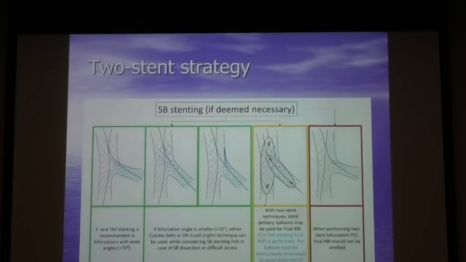إيش مش لازم نسوي؟ When performing two stent bifurcational PCI, final kissing balloon inflation should not be omitted. دائما. لما انك تحوي two stent strategies, you should always end up with kissing balloon. يعني اللي ما بسويش kissing balloon after two stent strategy, you killed the patient. If not immediately, in the future. If you don't want to use kissing balloon inflation after two stent strategy, don't use two stent strategies to start with. You have to do kissing balloon inflation.